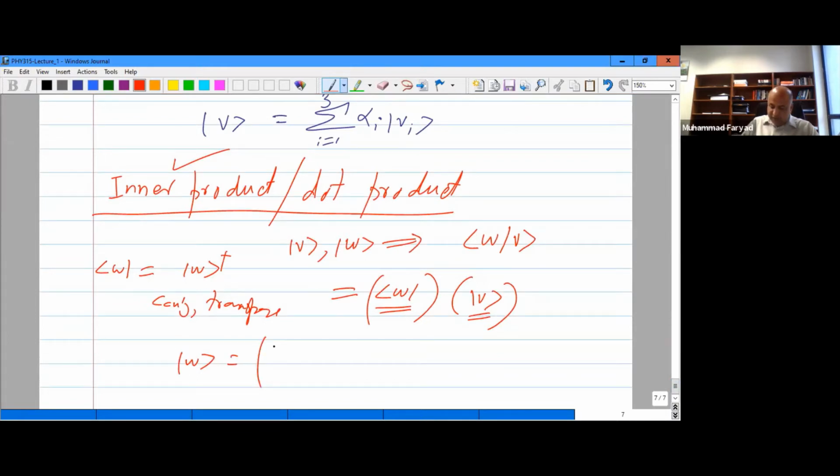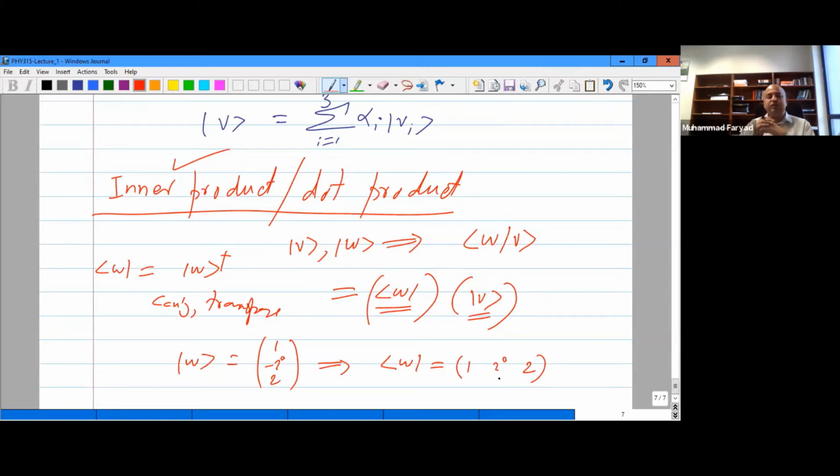For example, if I have a vector W like 1 minus iota 2, then the bra W is, I also take its conjugate and transpose. So when I take transpose, the column vector becomes a row vector. So this 1, and then I need to take the conjugate. Conjugate means wherever iota comes, I change its sign. So minus iota becomes plus iota, and 2 remains 2. So this is my bra vector. So a ket vector is a column vector and a bra vector is the row vector.